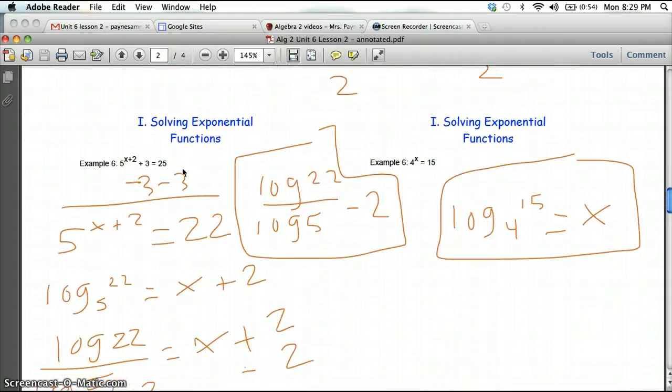Okay, let's go down to example number 6. We have 5 to the x plus 2, plus 3, is equal to 25. We're going to subtract 3 from both sides, and we get 5 to the x plus 2 is equal to 22. Now, this is exponential form, we want to change it into log form. So this reads 5 is your base. So log base 5 of 22 equals x plus 2.